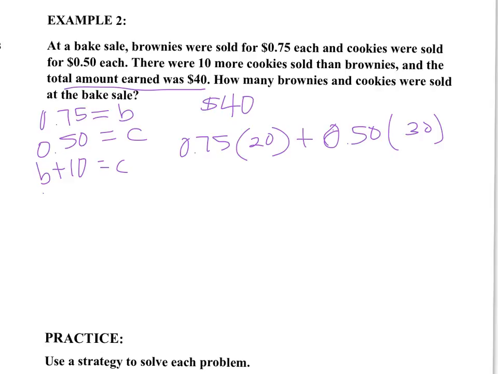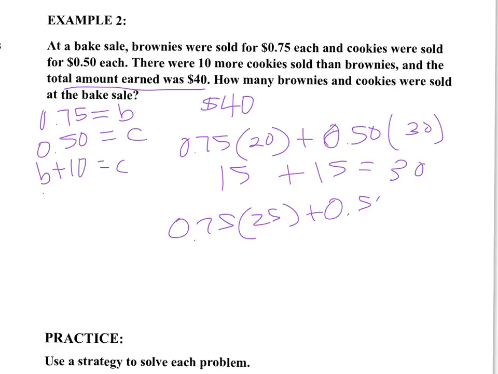So I have 0.75 times 20, that gets me $15, and then 0.50 times 30, and that gets me also $15, which is $30. So I'm close, but that's $30. I'm $10 off. So what I can do is increase the amount. I can go 75 cents this time times 25, plus 50 cents times 35, because again, there are 10 more cookies than brownies.